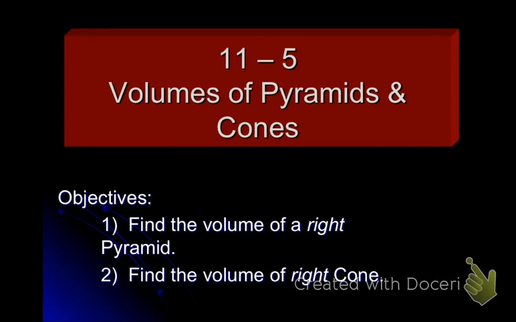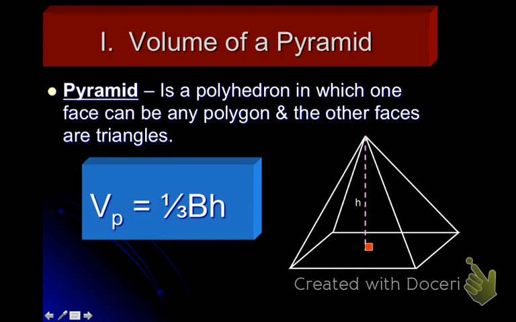Okay, in today's lesson you're going to be learning about the volumes of pyramids and cones. So when we talk about a pyramid, we're talking about a polyhedron in which one face can be any polygon and the other faces are triangles.